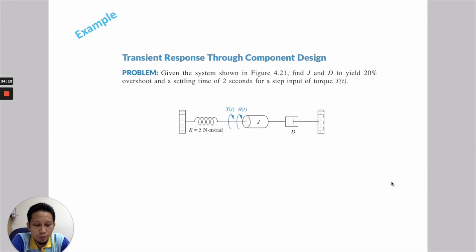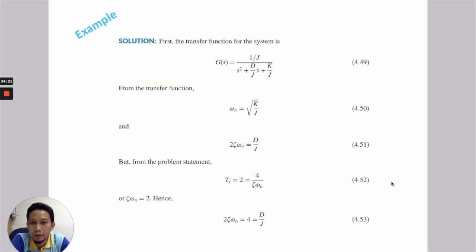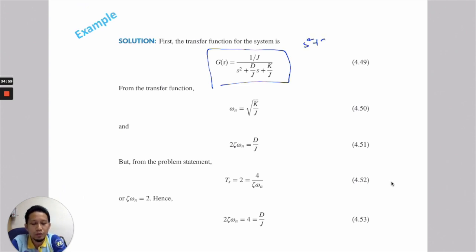To solve this problem, first we find the model of this rotational system. We skip all the steps to get the model, and we find that the transfer function G(s) equals 1 over J, over s squared plus D over J s plus K over J. The next step is to compare this characteristic equation with the prototype of the system, s squared plus 2 zeta omega n s plus omega n squared.